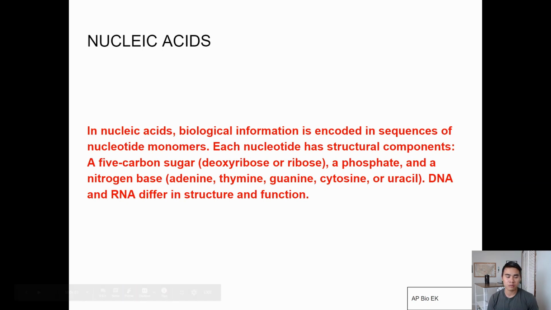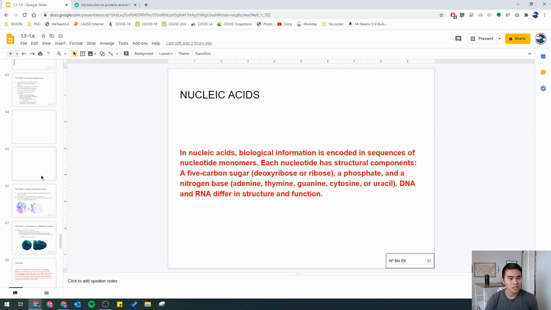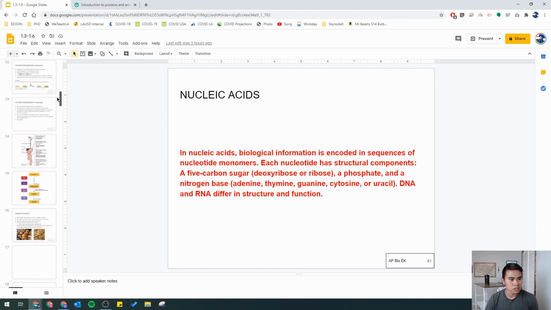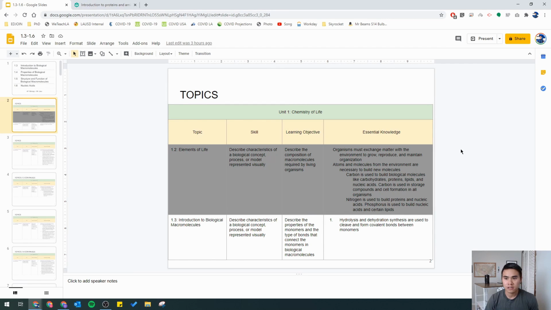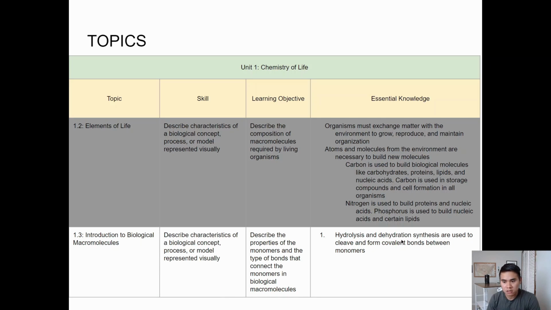And remember, this isn't the end-all of the information that we need to learn. This is actually just the beginning, because now what I want you to do is take your understanding of what we learned from all these slides, in each of the macromolecules and how they're formed, and go back to the essential knowledge. Where it says hydrolysis and dehydration synthesis are used to cleave and form covalent bonds between monomers, take that and continue adding on to your knowledge of that. Make sure that you really know that essential knowledge statement.